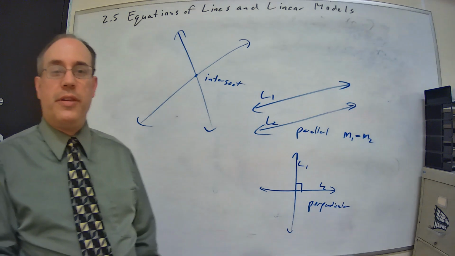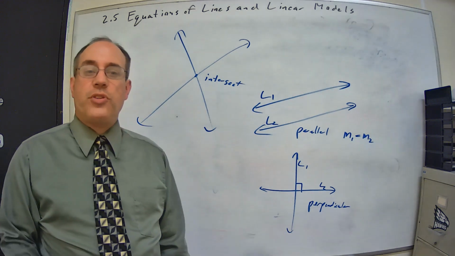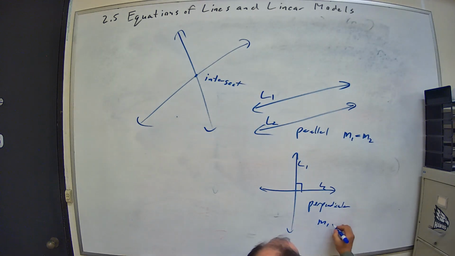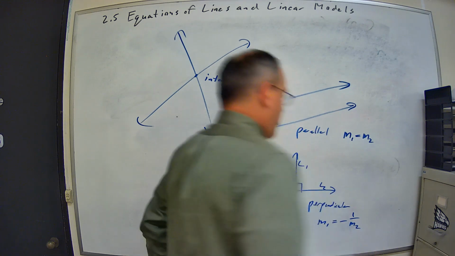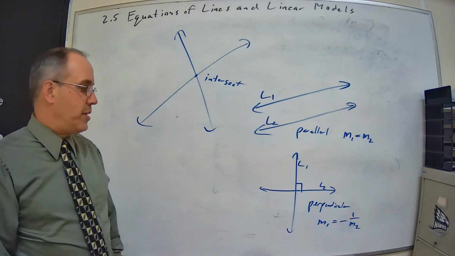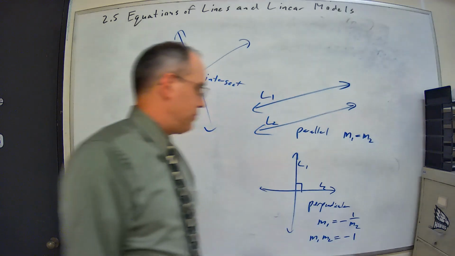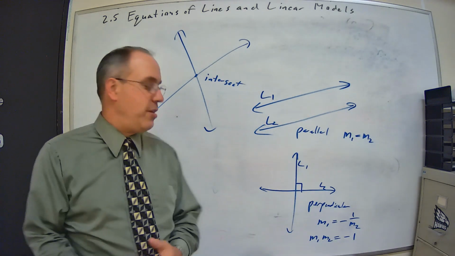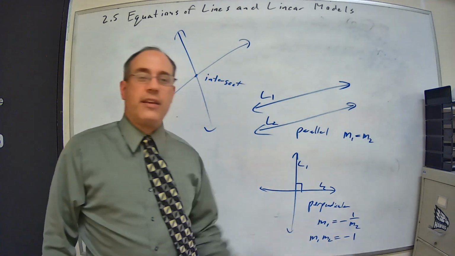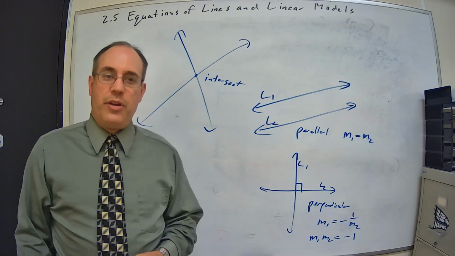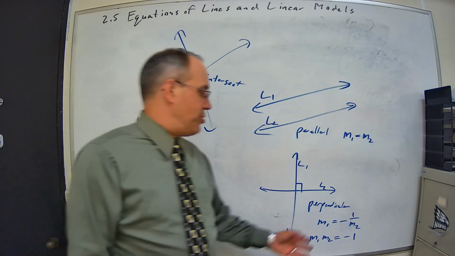When they are perpendicular, their slopes are negative reciprocals. So m1 is equal to negative 1 over m2. They're negative reciprocals. Or you can say that m1 times m2 is equal to negative 1. So if you multiply the two slopes together, you will get negative 1. Or they're negative reciprocals, which means if you have the slope of one, just flip it and put a negative sign in front of it, or negate it, and you get the slope of the other.